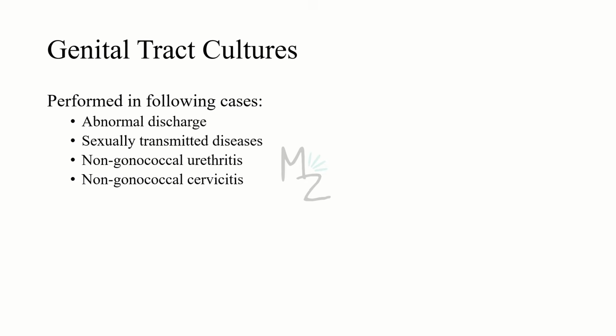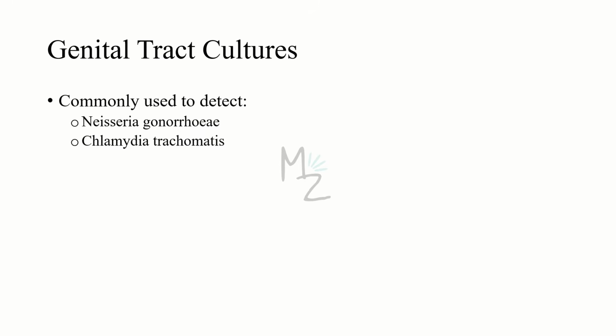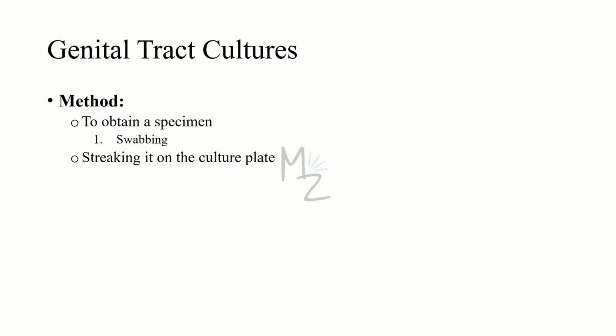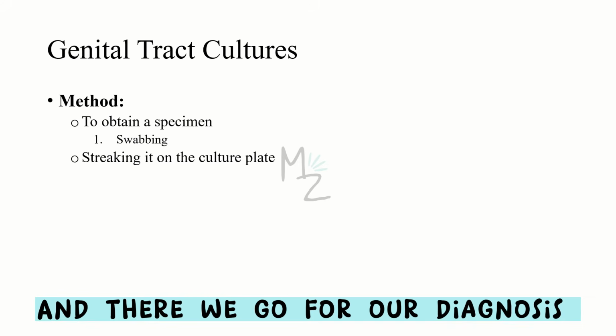Genital tract cultures. These are performed in cases of abnormal discharge, STDs, sexually transmitted diseases, non-gonococcal urethritis, and cervicitis. And they are commonly used to detect Neisseria gonorrhoeae and Chlamydia trachomatis. The method is to obtain a specimen by swabbing the urethral canal for men and the cervix for women, and the anal canal for both men and women. Then it is streaked on the plate and left for growth, and when the bacteria grow, here we go for our diagnosis.